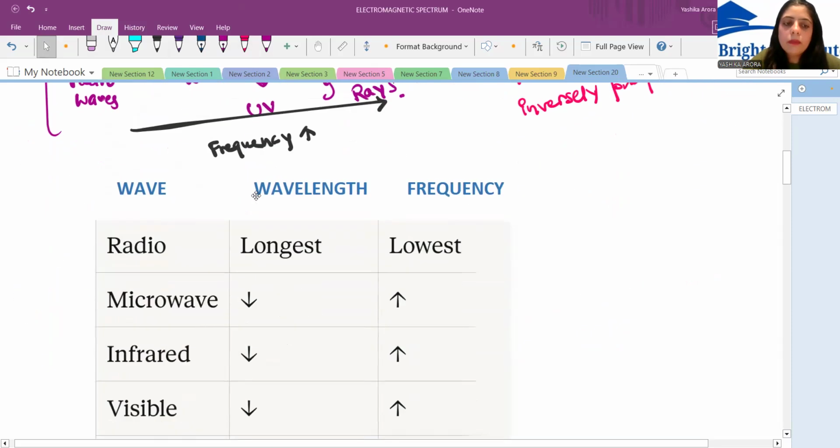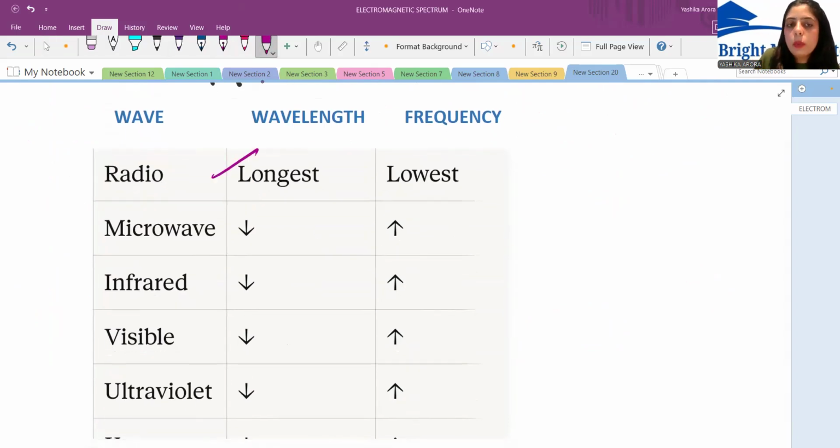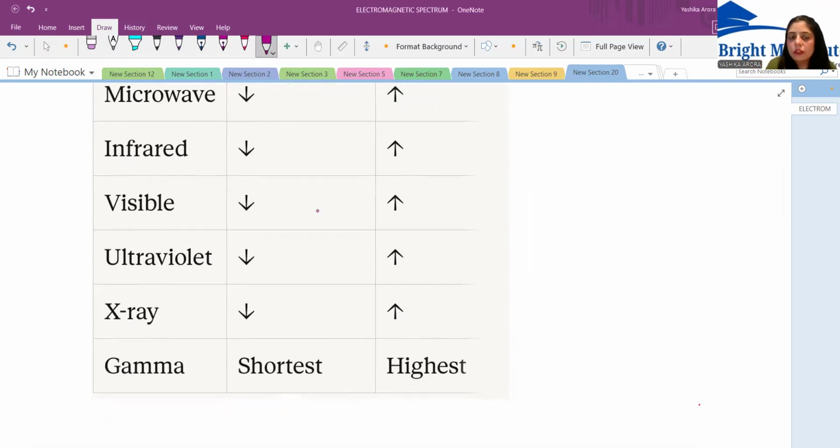So in this chart, radio waves have the longest wavelength and automatically the lowest frequency. Then as I move down, the wavelength gets shorter and shorter. At the bottom I have gamma rays, which have the shortest wavelength, but the other way around, the highest frequency. And now one more important thing, just remember this quick point.